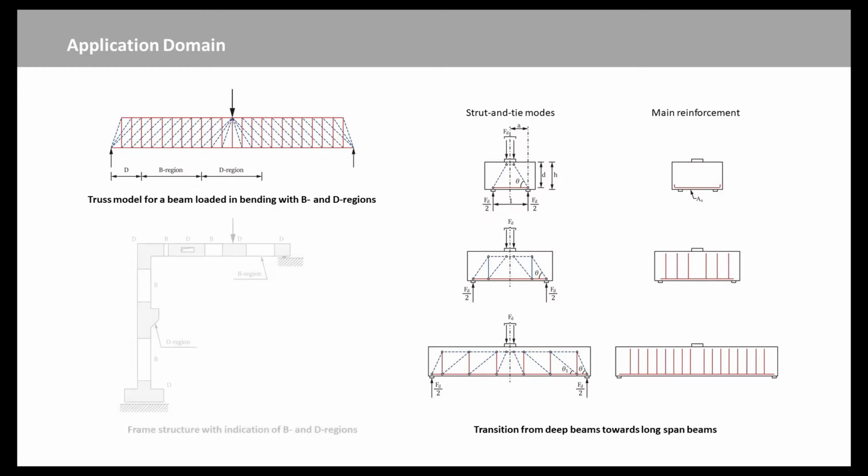Every structural member can be subdivided in so-called B regions and D regions. B stands for Bernoulli and corresponds to those parts of the member where the assumption of Bernoulli can be accepted. For example, the assumption is accepted for the analysis of long beams loaded in bending, where the load transfer is continuous over long distances. Cracks and compression struts between the cracks are parallel to each other over the whole region.